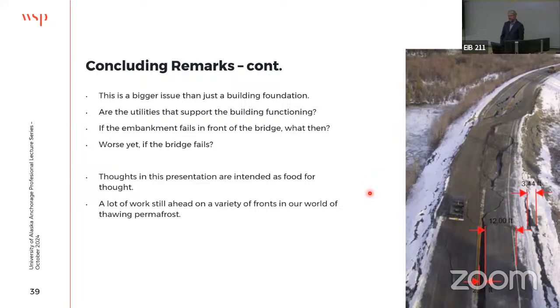It's a bigger issue than just building a foundation or building a building, right? Because your building or your structure is connected to utilities, and your utilities are connected to something. And so you may be able to improve the ground for just your building, but if your gravity sewer shifts because of liquefaction, then your building is no longer serviced by that utility, right? And so this is not just within the envelope of a single piece of infrastructure.